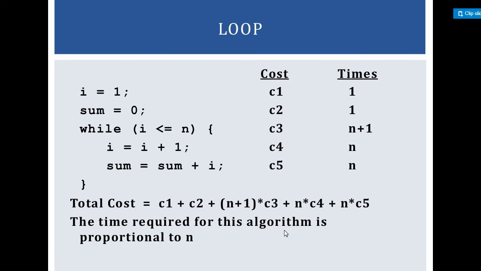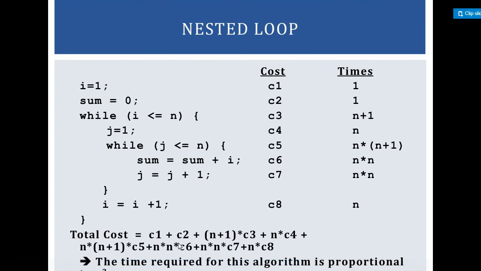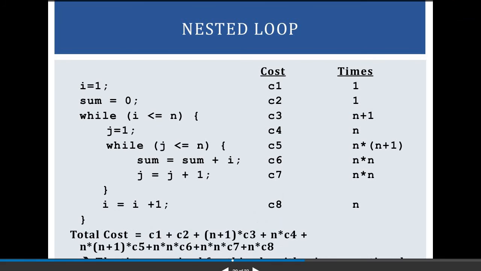Now for the case of a loop: i equals 1, sum equals 0, while i is less than or equal to n, i equals i plus 1, sum equals sum plus i. For this loop we have cost and times: C1 one time, C2 one time, C3 for n plus 1 times, C4 for n times, and C5 for n times. So the total cost is C1 plus C2, plus n plus 1 times C3, plus n times C4, plus n times C5. So the total time required by the algorithm is proportional to n. For a nested loop, we then have n squared.